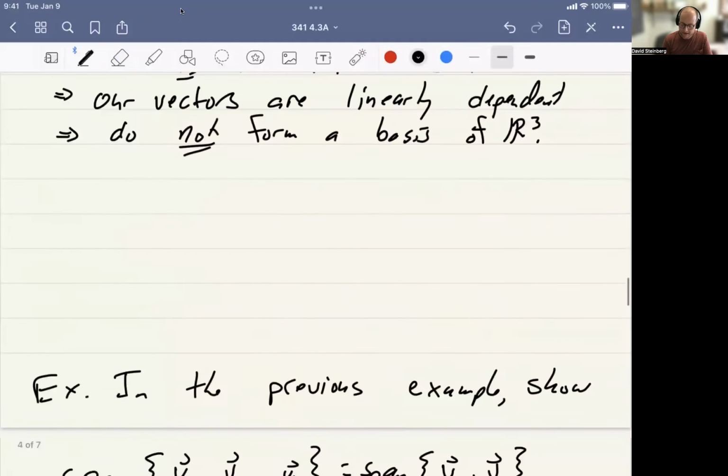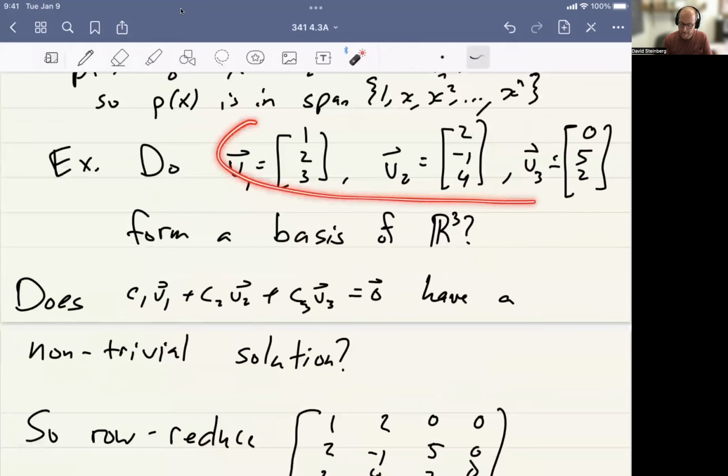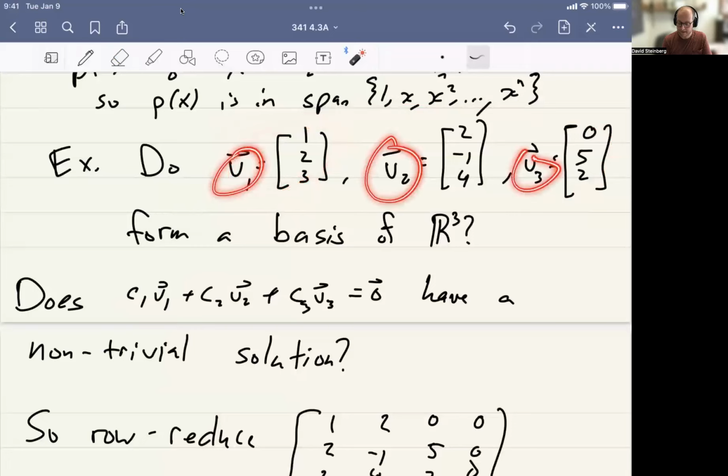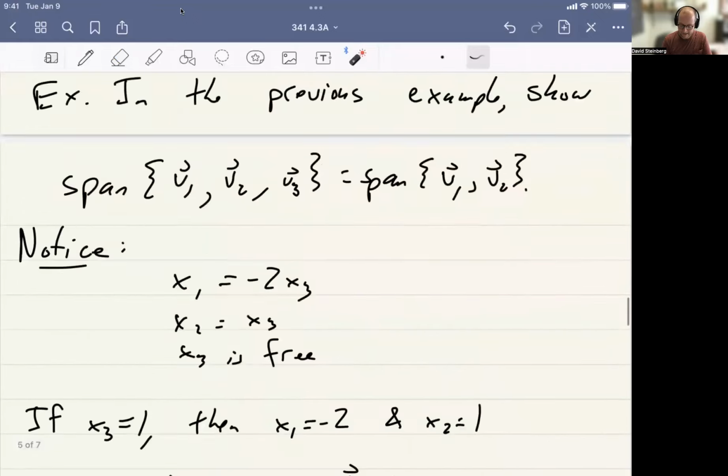And if you don't believe me, I encourage you to go back to v1, v2, v3 and check this twice. Sorry, -2 times v1 plus v2 plus v3 is equal to 0. Certainly checks out in the first line. Here we get -4 minus 1 is equal to -5. Okay, that checks out. -6 plus 4 plus 2 is equal to 0, okay, I think it works.